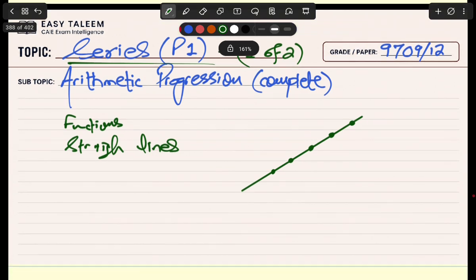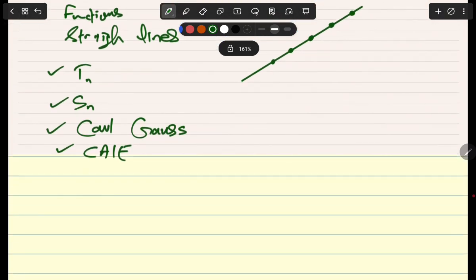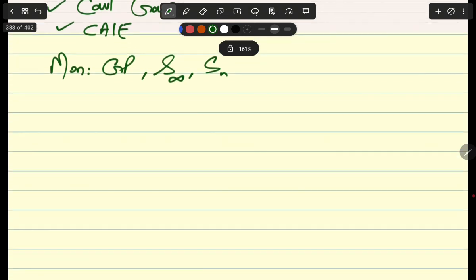By the end of today's lecture, you'll understand why the nth term formula exists, okay? Where the summation formula comes from, why Carl Gauss became famous at the age of 8, and you will solve genuine Cambridge questions confidently, okay, by the end of this lecture. Then on Monday we'll finish the chapter with geometric progression, infinite series and sum to infinity, sum of n terms of a geometric progression, and what a geometric progression is.